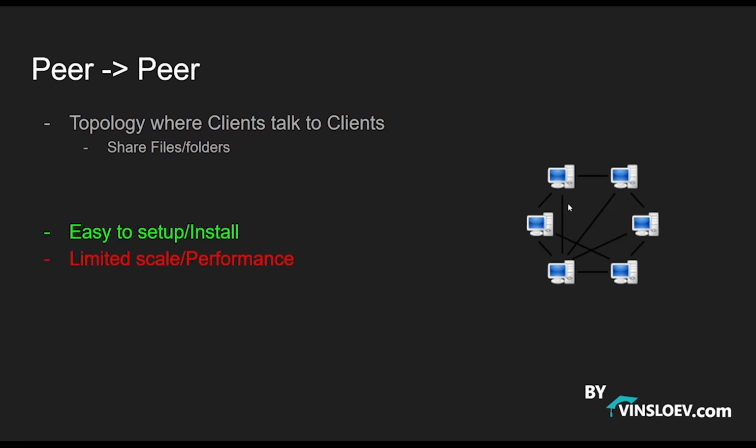The limitations, however, with this setup is that it has a very limited scale and performance, meaning that you will have a hard time scaling this up to, for example, an enterprise setup where you have hundreds of devices or computers and printers and such. And also the performance of this network is very low, because the clients are talking to each other instead of having the traffic centralized through a server when, for example, sharing files.